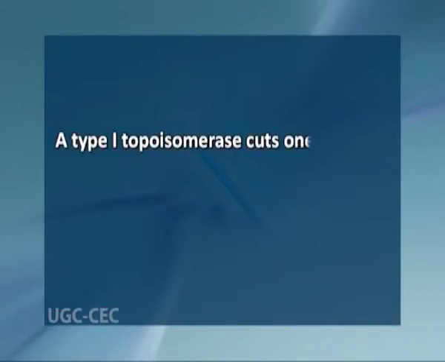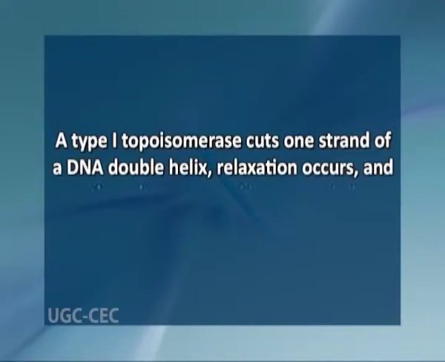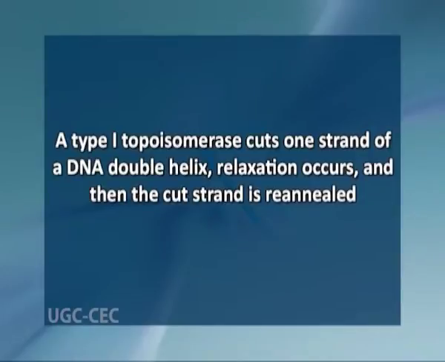A type 1 topoisomerase cuts one strand of a DNA double helix, relaxation occurs, and then the cut strand is reannealed. Cutting one strand allows the part of the molecule on one side of the cut to rotate around the uncut strand, thereby reducing stress from too much or too little twist in the helix. Such stress is introduced when the DNA is supercoiled or uncoiled to or from higher orders of coiling.